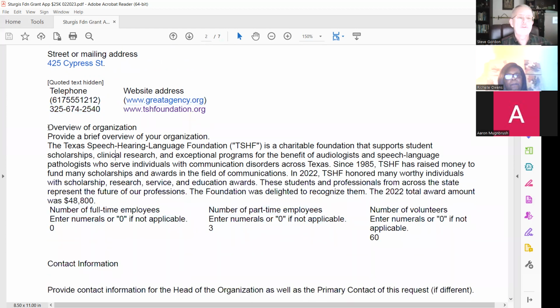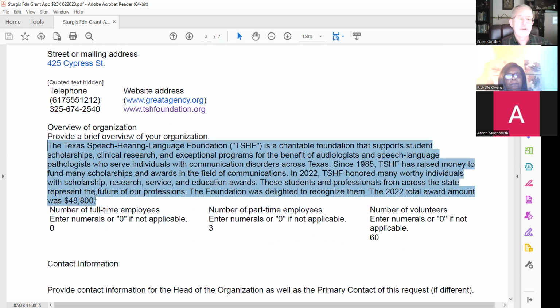Okay, so then the next question is overview of organization. Provide a brief overview of organization. And so this paragraph is our answer. That's usually limited. It doesn't show on this form, but on the screen it might have said 150 characters or less, or 300 characters or less. You've got a size of a box you're trying to conform to. So our answer fit that limitation of the length of the answer.